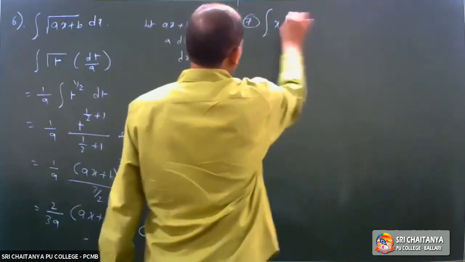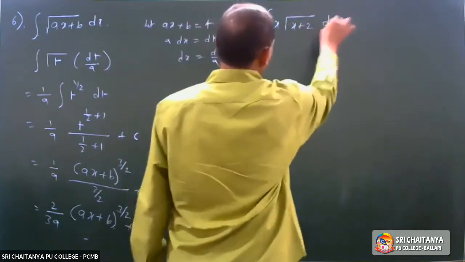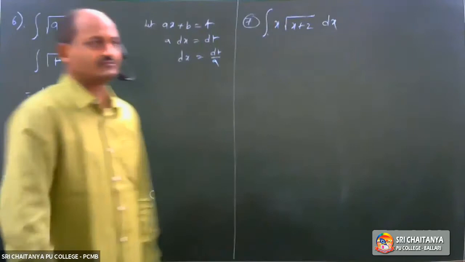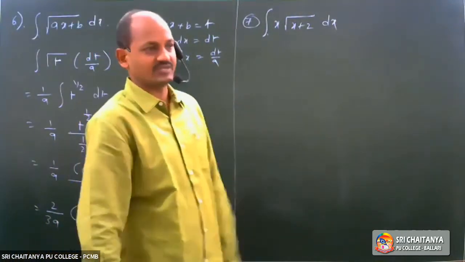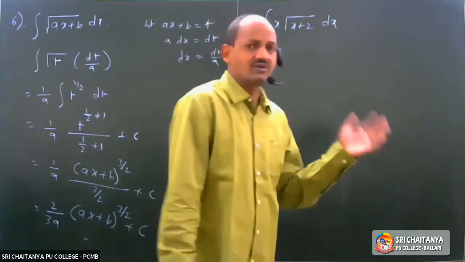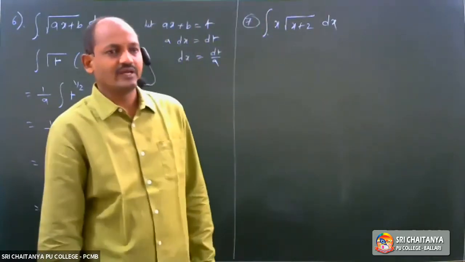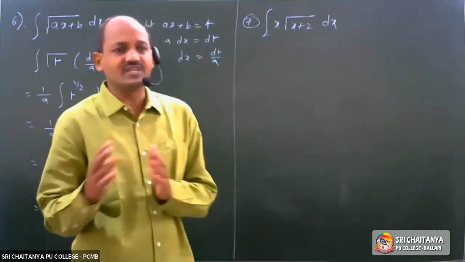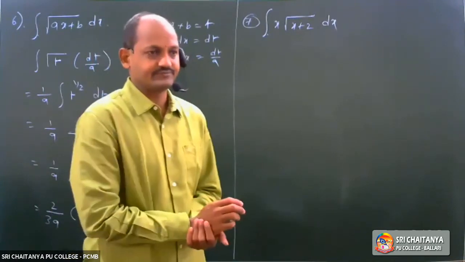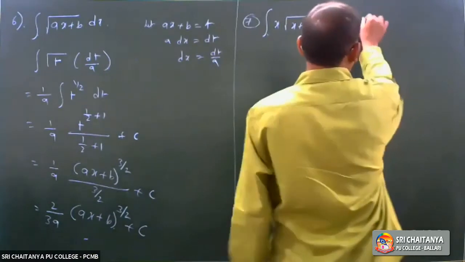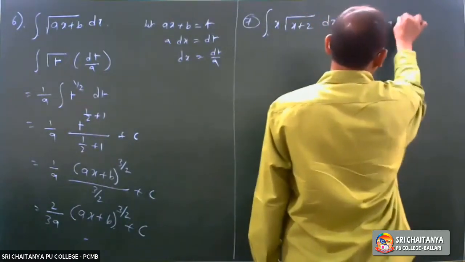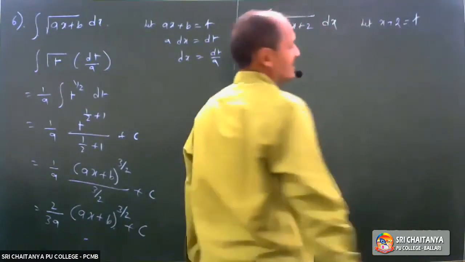Integral of x root of x plus 2 dx. Which term do we have to consider as t? Here x plus 2 is considered as t, not x. Let x plus 2 is equal to t.